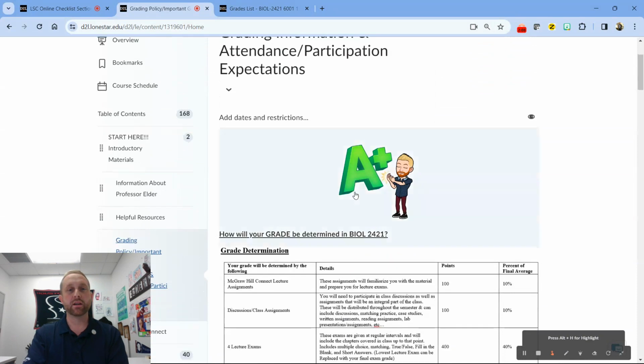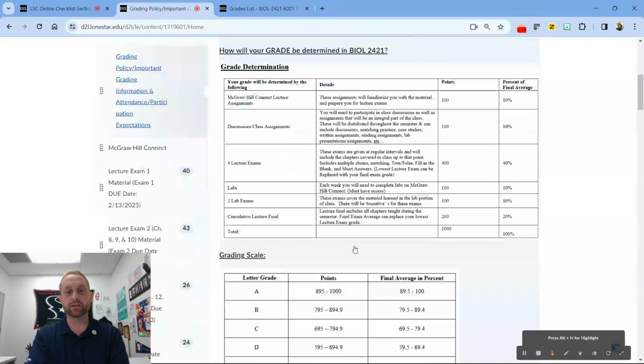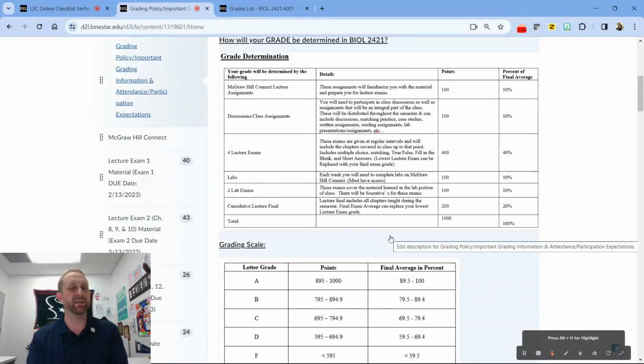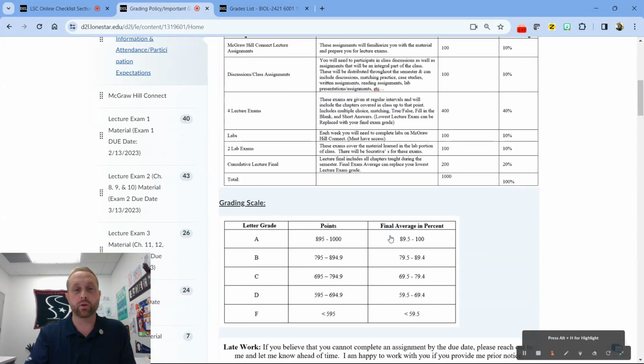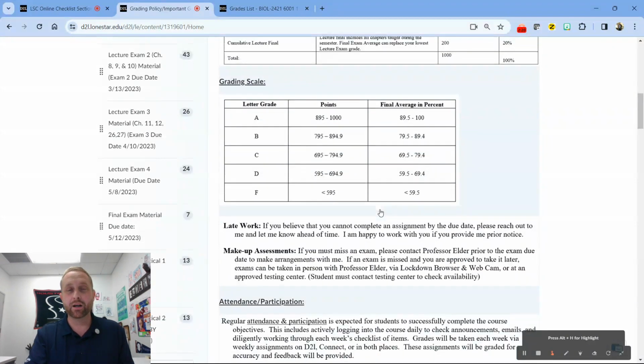In this section, you'll see that I have my grade determination from my syllabus there that talks about what the assignments are going to look like, how will they be weighted, how will this contribute to their final grade in the course. I also have the grading scale right here.